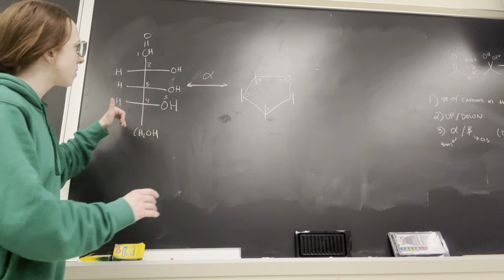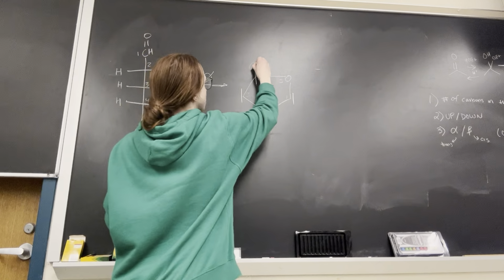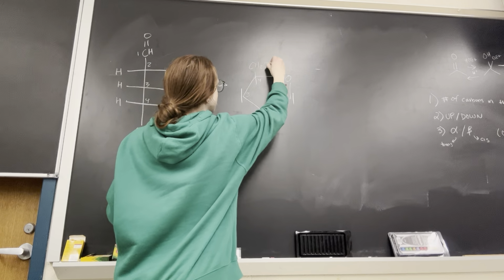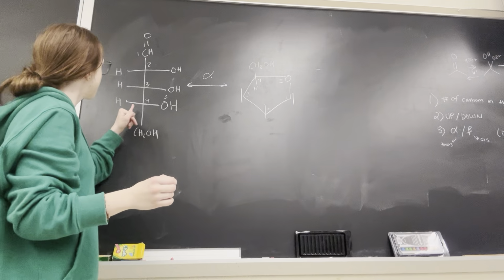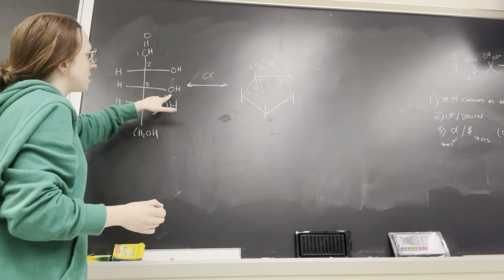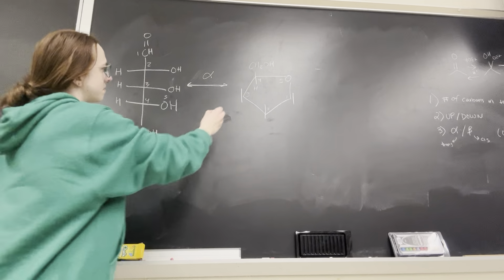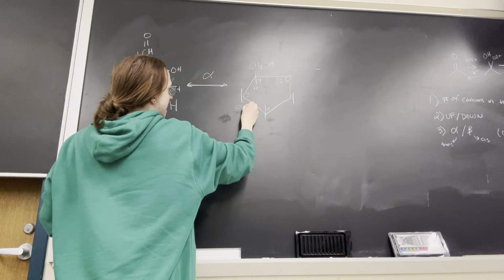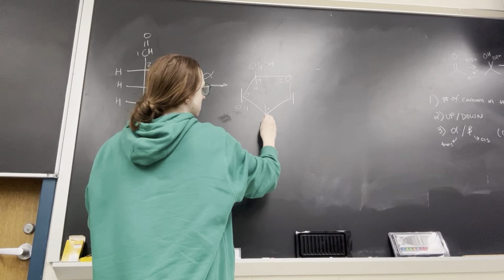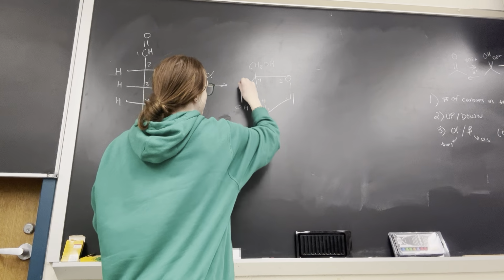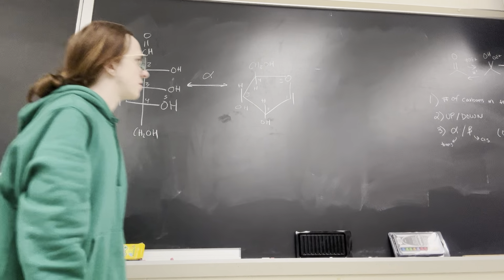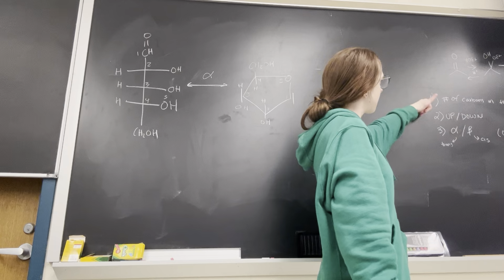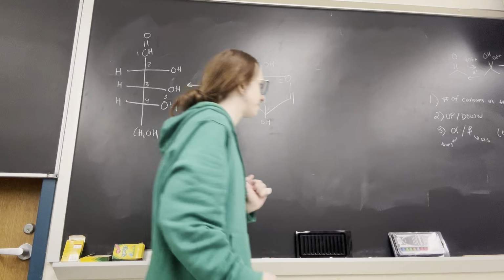So number 4 has the CH2OH. Remember to always point it up because it's D sugar. And then we go to 3. It's on the right side. And if it's right, then it's down. And this one's also down. And so we've got the number of carbons on the ring, and we've done the up, up, down.